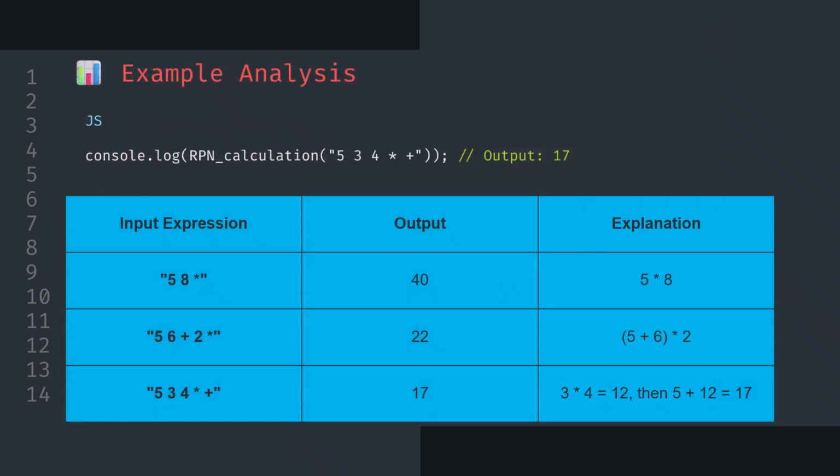So let's test our function with a few inputs. In 5 8 times, we will multiply 5 and 8 directly. In 5 6 plus 2 times, we first add 5 and 6 to get 11, and then multiply by 2 to get 22. And then in 5 3 4 times plus, we multiply 3 and 4 to get 12, and then add 5, resulting in 17. These examples show just how powerful and predictable RPN can be.